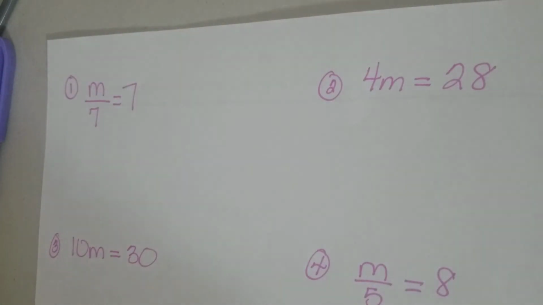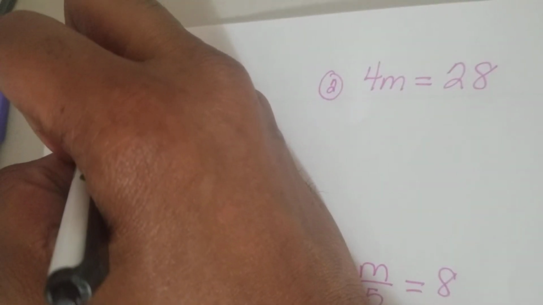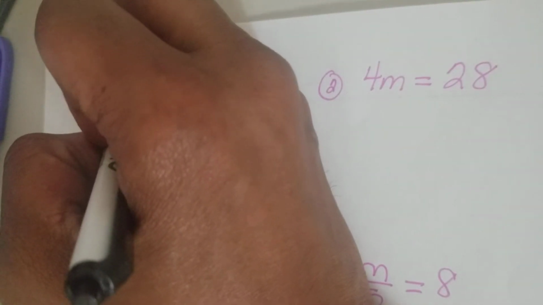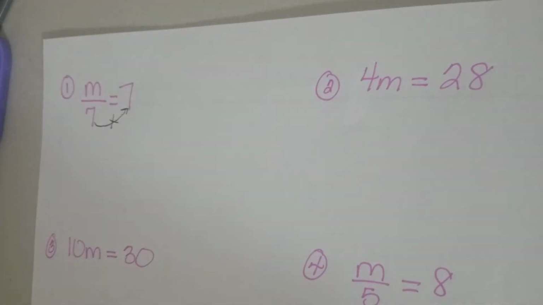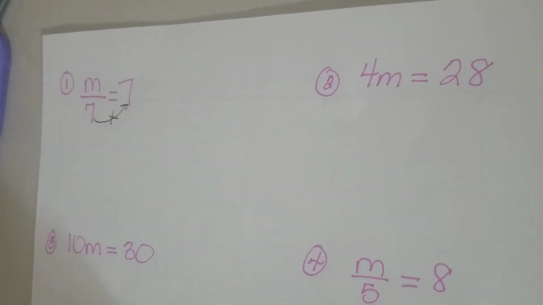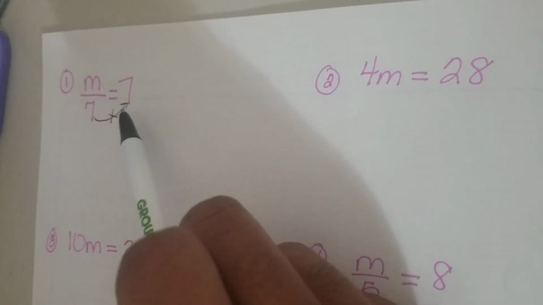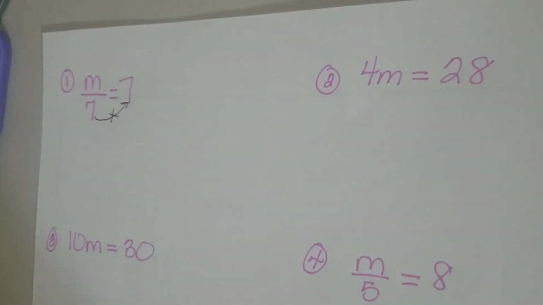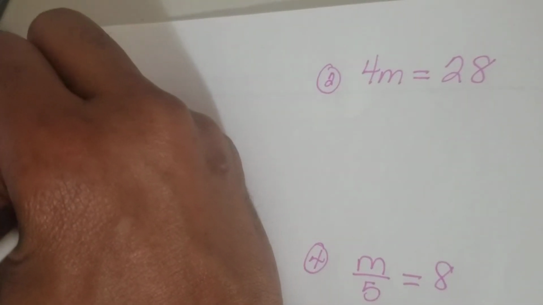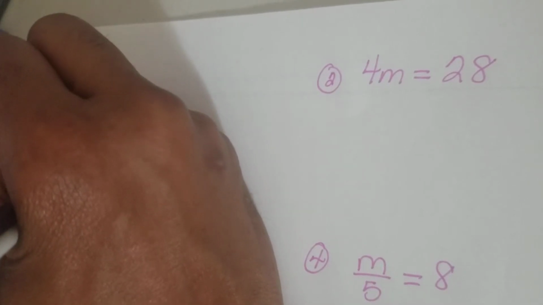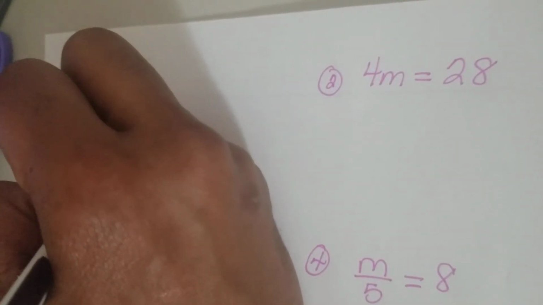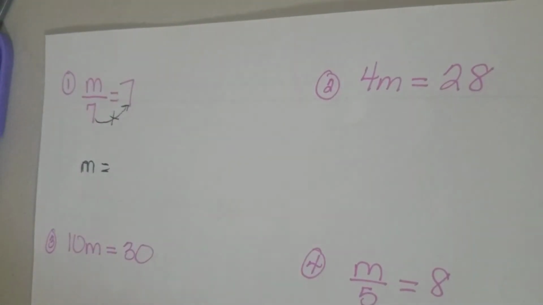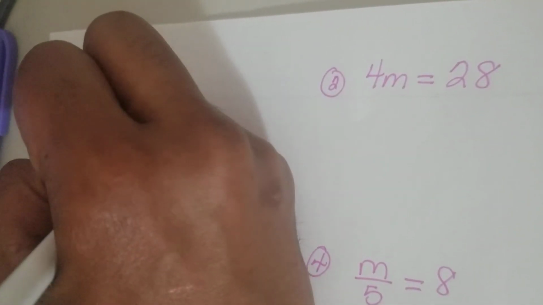So m over 7 equals 7. I'm going to take this 7 and multiply it by that 7. Now that's my sign for multiplication. Again, like I did with the addition and subtraction, I just need to bring down my m, and then I put an equal sign there. Now we have 7 times 7, which gives us 49.